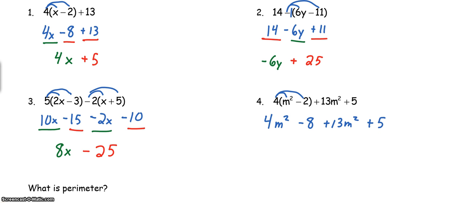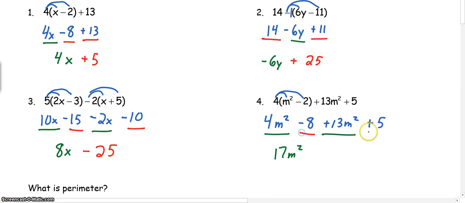Now, when we combine like terms, remember if there's an exponent, the exponent stays the same. So it's 4m squared plus 13m squared. So 4 plus 13 is 17. The m squared stays the same. And then we can combine our numbers, negative 8 and 5, which becomes negative 3.